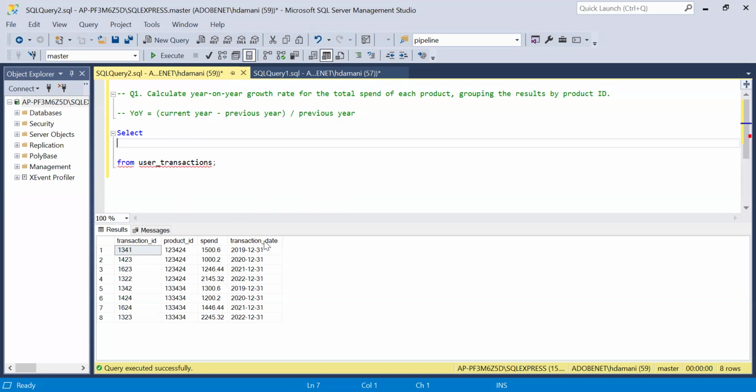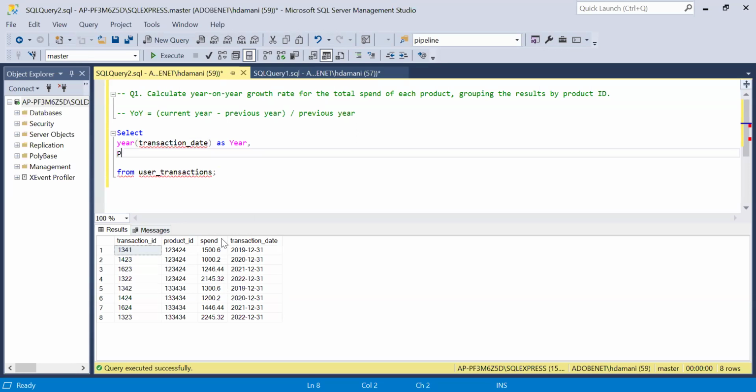Over here we have the transaction date with us. In order to calculate year over year, first of all, we have to extract the year from this. So let me quickly show how we can do that in SQL. To get the year from this date, we have a simple function in SQL, year. This is a datetime function, using which we will be able to get the year from a particular date. So year of transaction date, I am giving the alias as year.